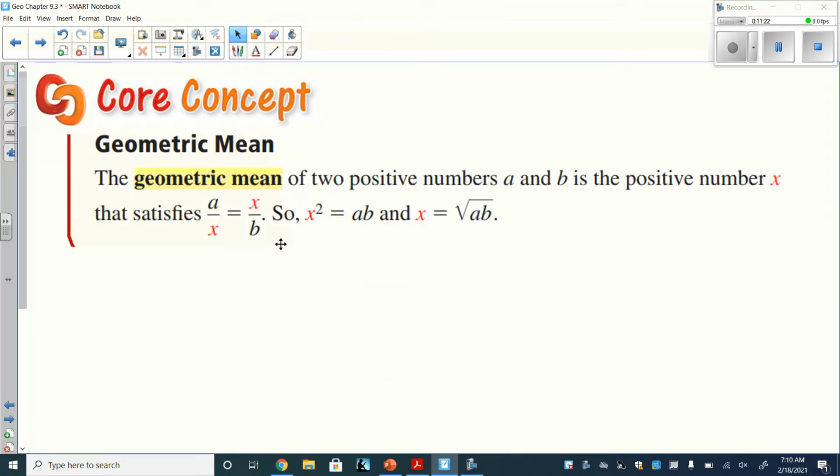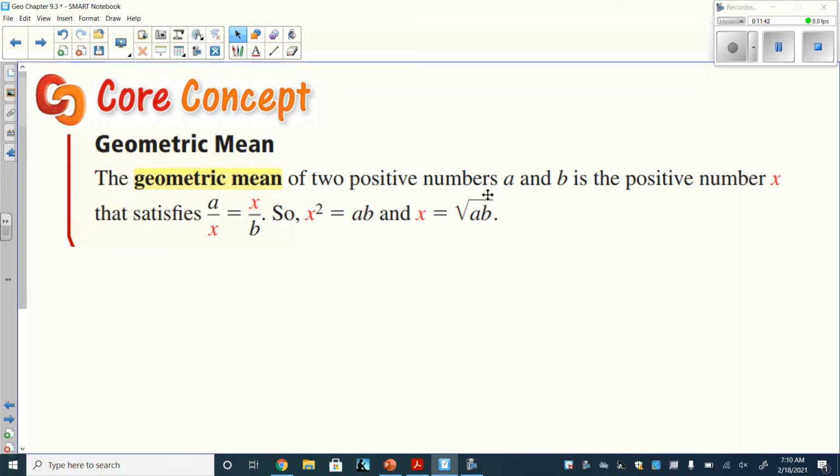Okay. Now the last thing we're going to talk about today, because there's a lot more that we can talk about in chapter 9.3, and especially solving for side lengths of these similar triangles. But we're going to look at geometric mean, and we'll see if we have time to get back to the rest of chapter 9.3. But these are the only two things we'll focus on today.